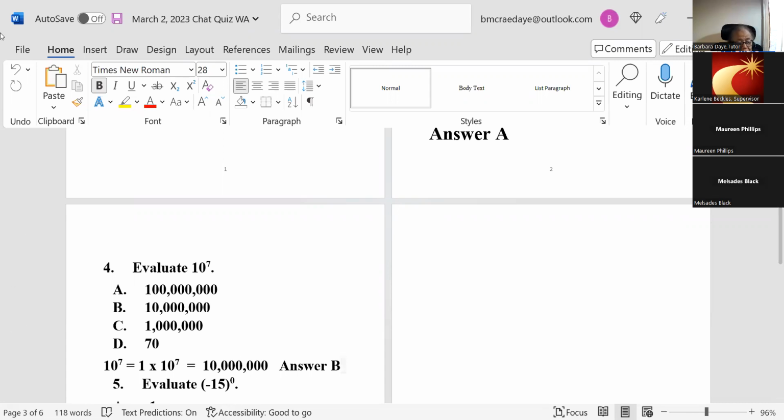Because if you move the decimal point to the left, you'll have a positive power, right? So you have 1, 6, 7 zeros. Decimal point right here. So that would be the answer.